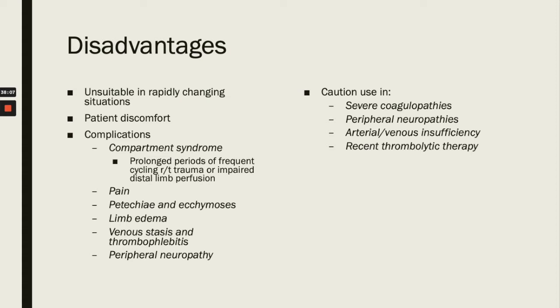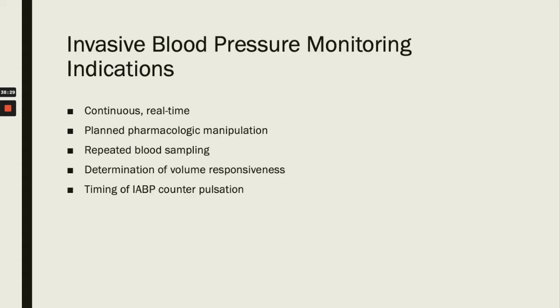And the compartment syndrome in a compromised patient could just be due to the prolonged periods of frequent cycling, and that's causing trauma or impaired distal limb perfusion in compromised patients. So use with caution in severe coagulopathies, peripheral neuropathies, arteriovenous insufficiency, and patients that have undergone any recent thrombolytic therapy.